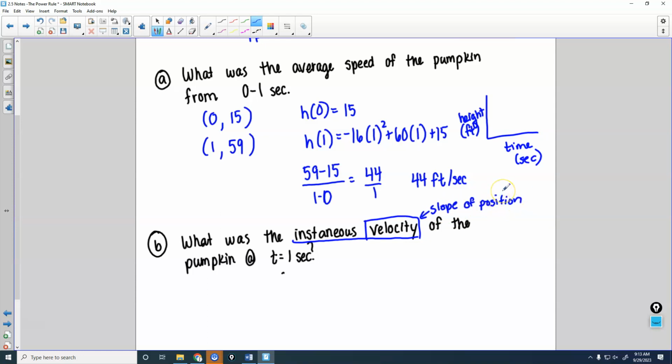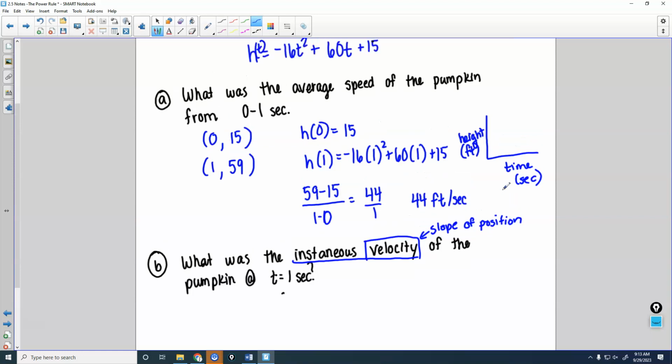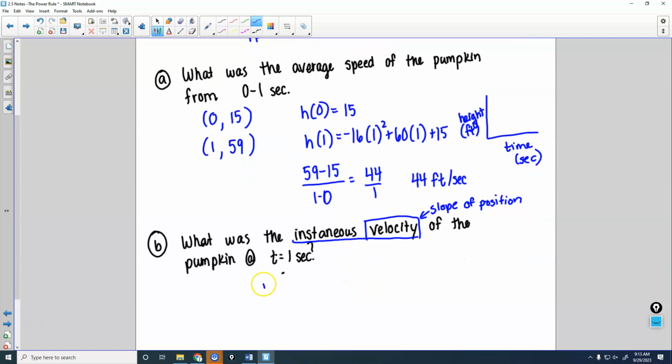And how do we find slope at a point? How do we find the slope? Derivative, right? So if we want to find the instantaneous velocity of this, we would do the derivative, h prime of t, which would be negative 32t plus 60. And if I want to know that instantaneous velocity at 1, h prime of 1 would be negative 32 times 1 plus 60, which is going to give me 28 feet per second.